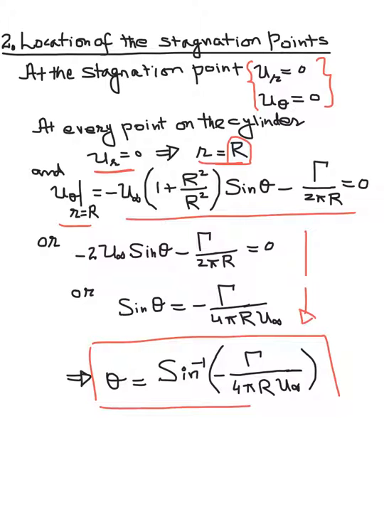So theta is now a function of circulation, radius, and free stream velocity. In this expression, the radius and free stream velocity remain constant. So depending upon the strength of circulation, the location of the stagnation point on the surface of the cylinder will change, and we will study those cases next.